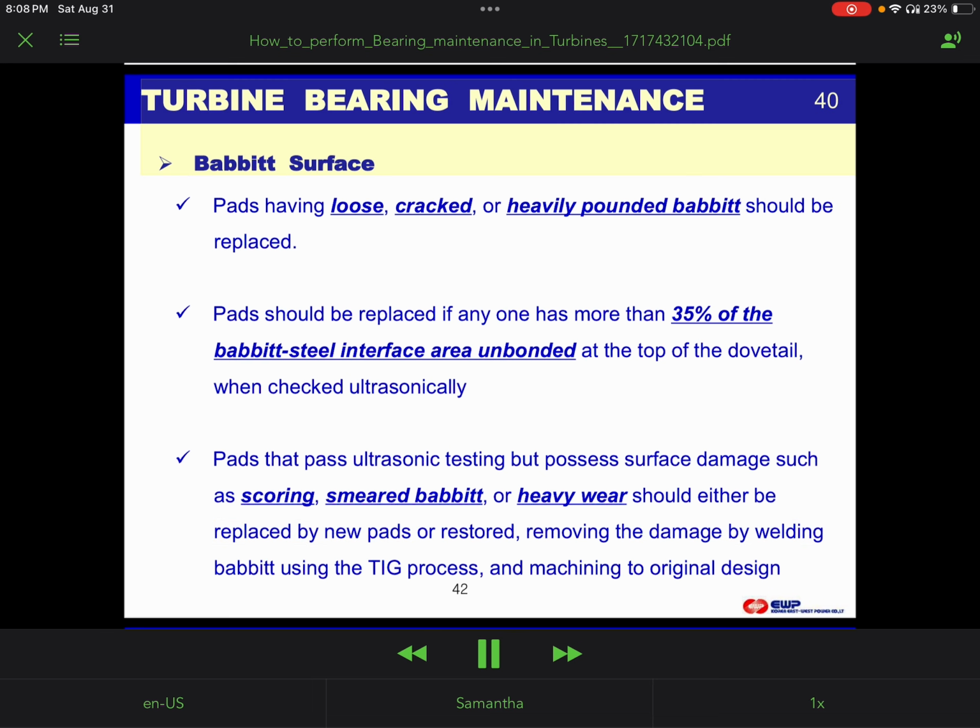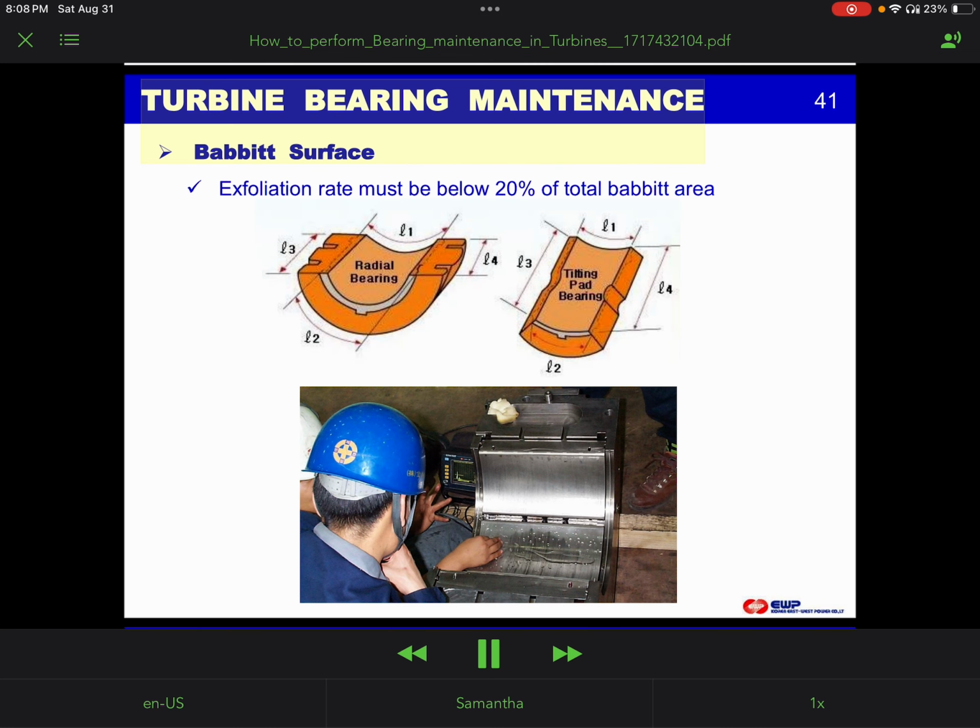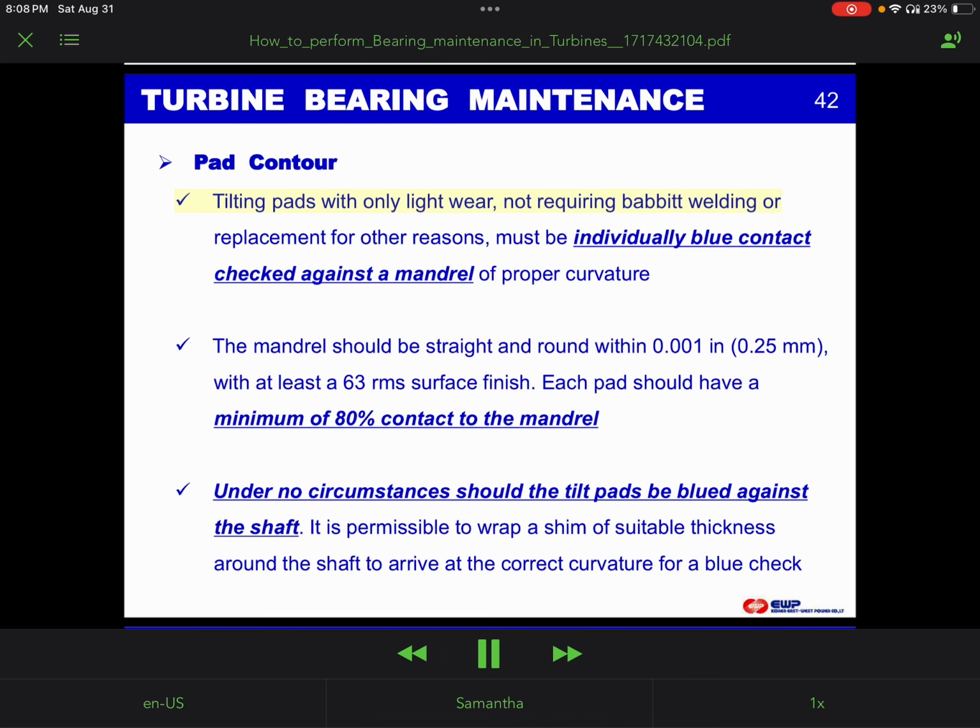Babbitt surface. Turbine bearing maintenance 40. Exfoliation rate must be below 20% of total babbitt area. 41. Tilting pads with only light wear, not requiring babbitt welding or replacement for other reasons, must be individually blue contact checked against a mandrel of proper curvature.